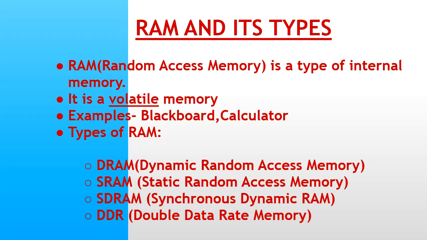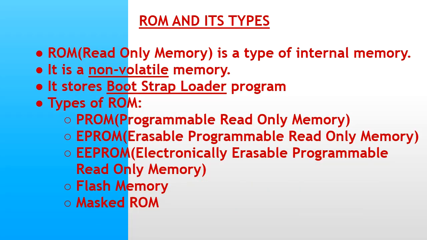DDR, that stands for double data rate memory. It is majorly used in Intel Pentium 4 systems. It requires less power and has a speed which is double than that of SD-RAM. Now it is preferred in the processors like i3, i5, i7 because of its high speed. ROM stands for read-only memory. It is also a type of internal memory. It is non-volatile memory. That means the data or instructions are not lost with respect to the power supply.